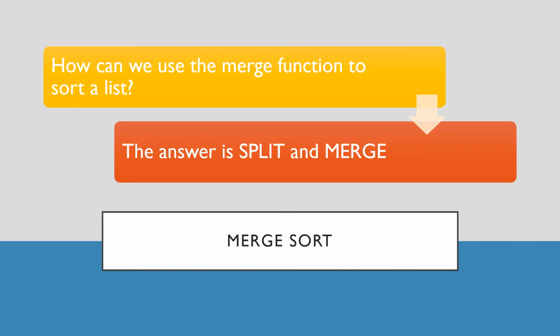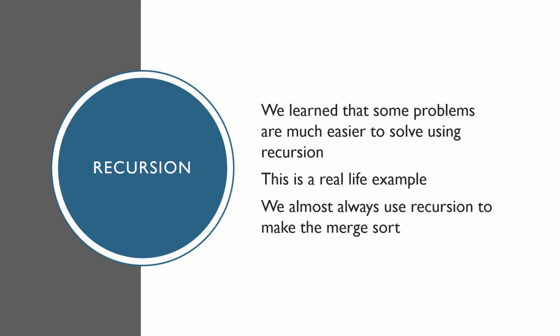As I explained last time, the way we do this is to split the big list down into lots of lists of 1 item each, and then merge them all back up again until we get a full list. In previous weeks, I have mentioned that some problems are much easier to solve if we use recursion, and this merge sort is a real life example of that. The recursive version of the merge sort is quite a lot easier to write and neater, but I certainly urge you at the end to have a go at turning it into iteration.